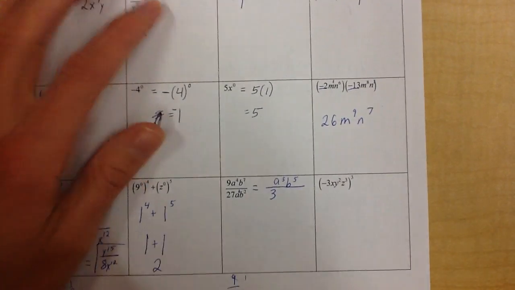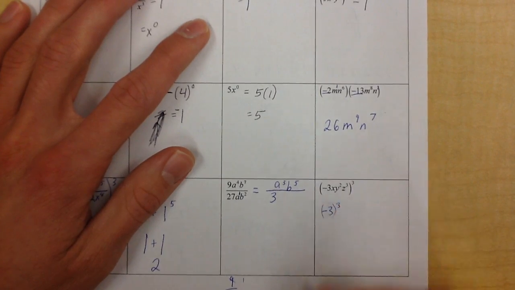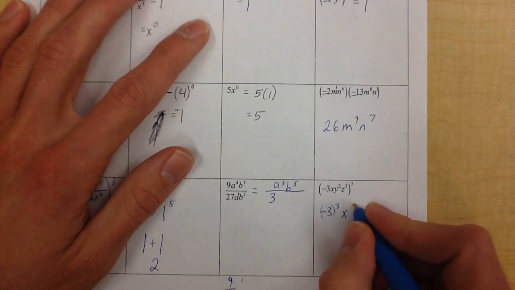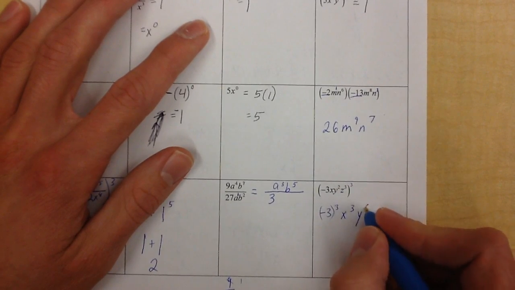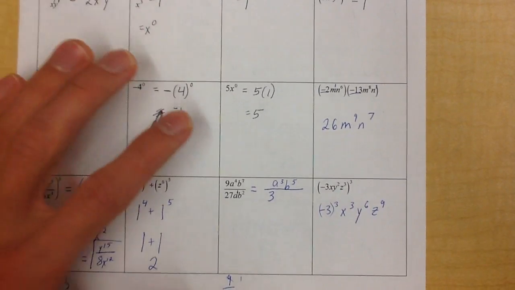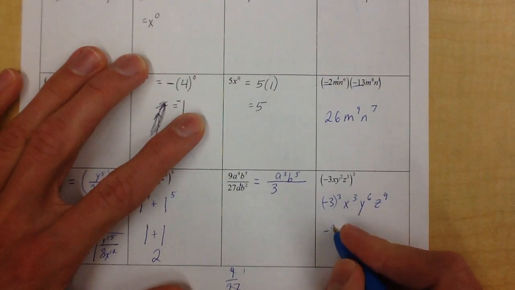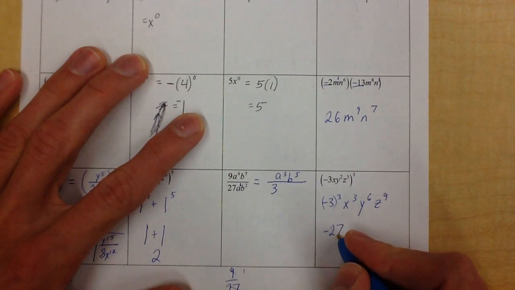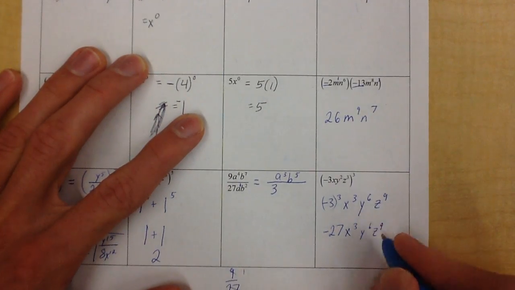Last one. This is a power to a power. We have negative 3 to the third. Whoa, put it in parentheses. We have x to the third. We have y to the, whoa now, 6. And z to the 9. Okay. Negative 3 to the third is negative 27. X to the third, y to the 6, z to the 9. And that's it.